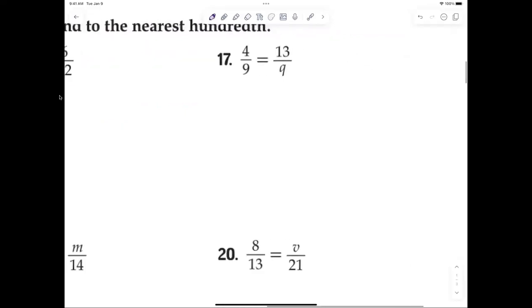All right. So here we go on 17. Now 4 times what is 13? So I don't really have a shortcut for that. So now we have to cross multiply. So when I cross multiply, 4 times q is what? 4q. Come on now, practice. 9 times 13, 9 times 10. 9 times 10 is what? 90. 9 times 3 is what? 90 plus 27. 117.